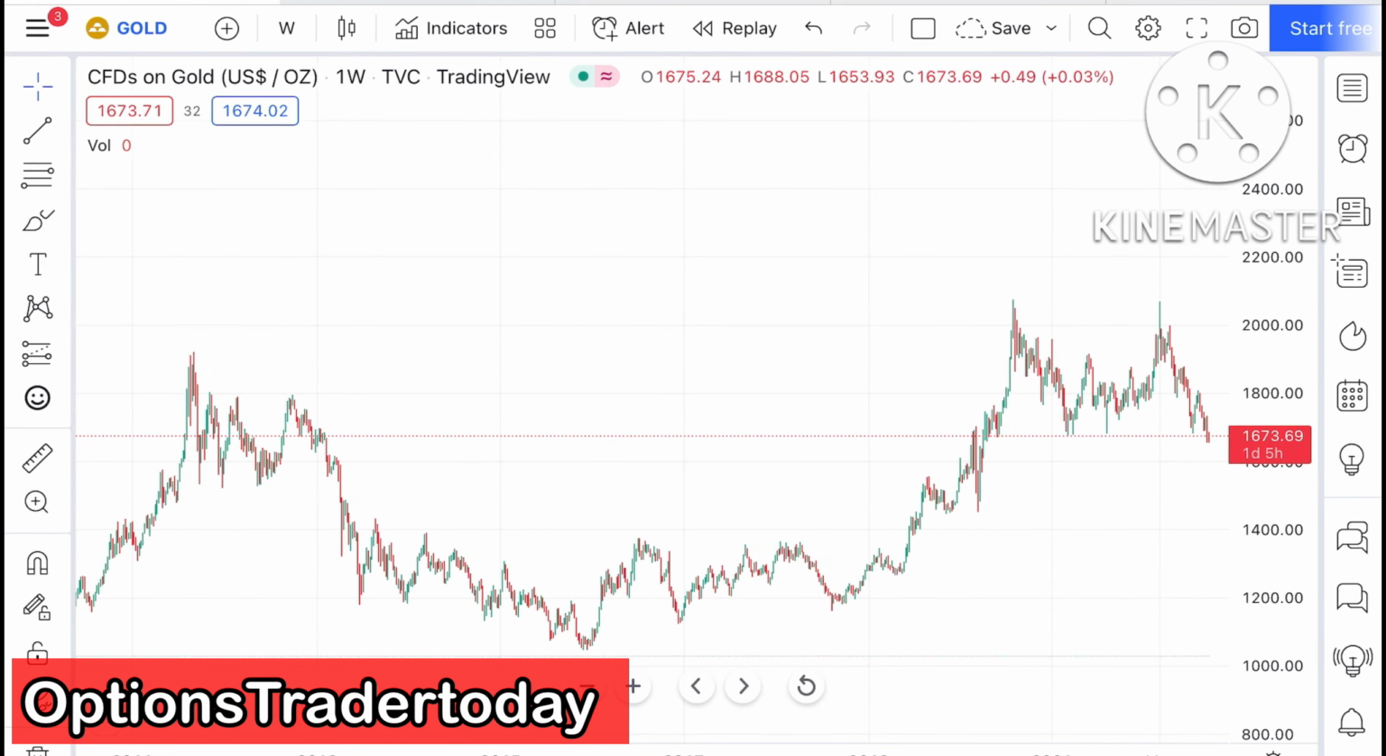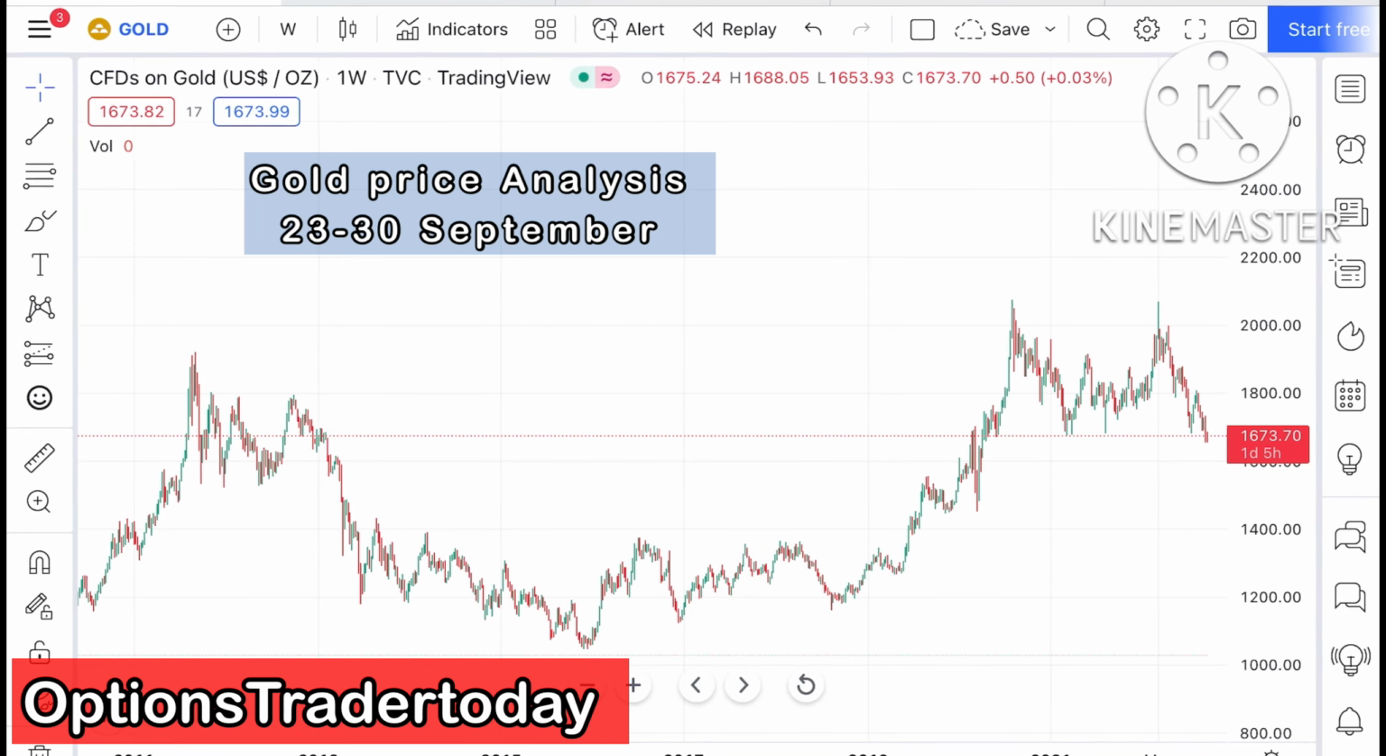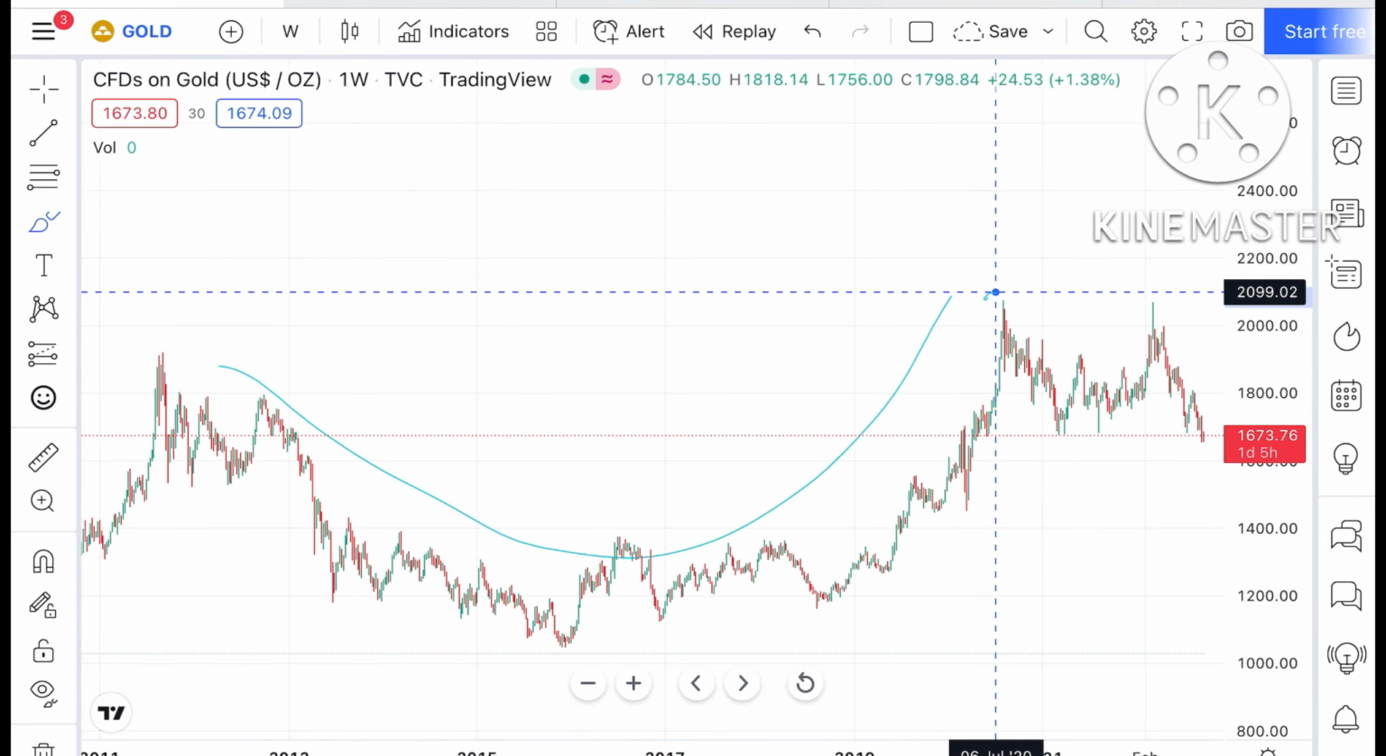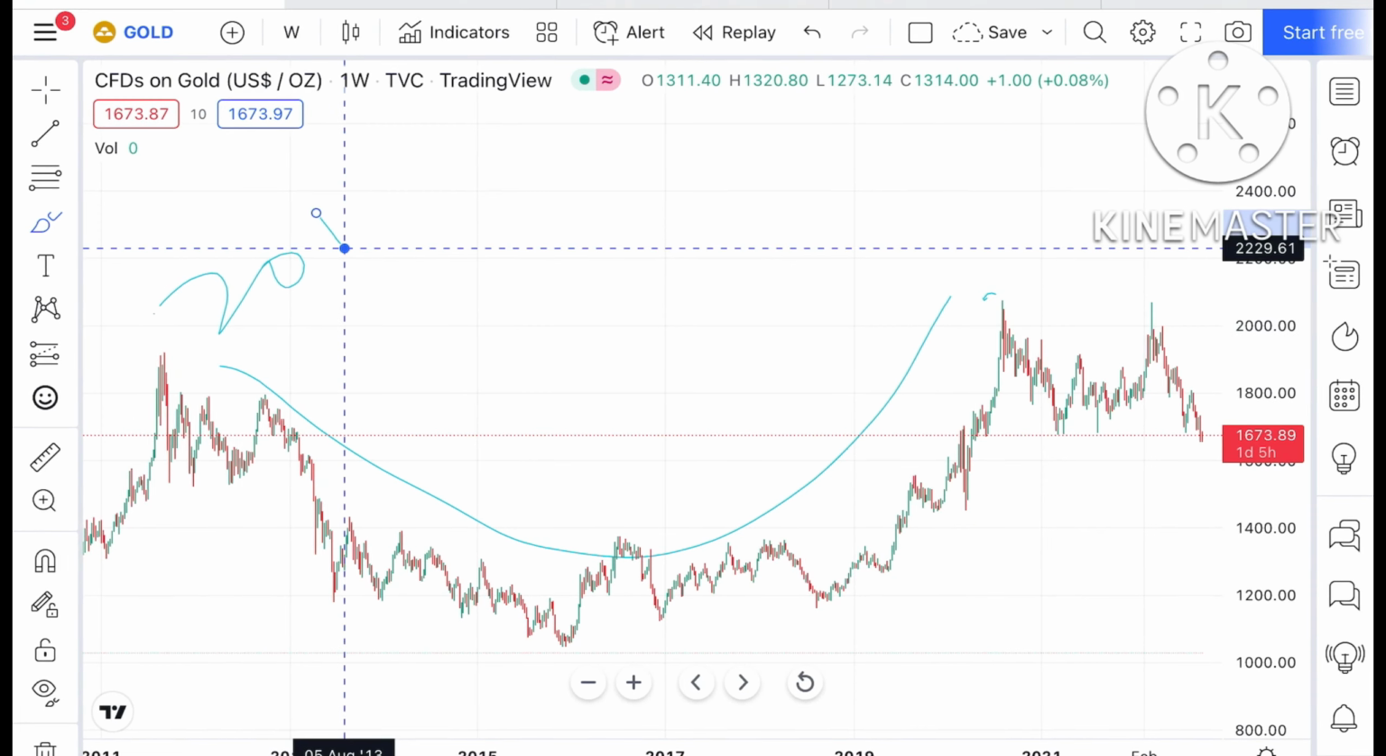So today in this video I'll explain how the gold price has moved in the last week and how the gold price can move in the next week. Look at this particular chart. This chart is from 2012 to 2020.